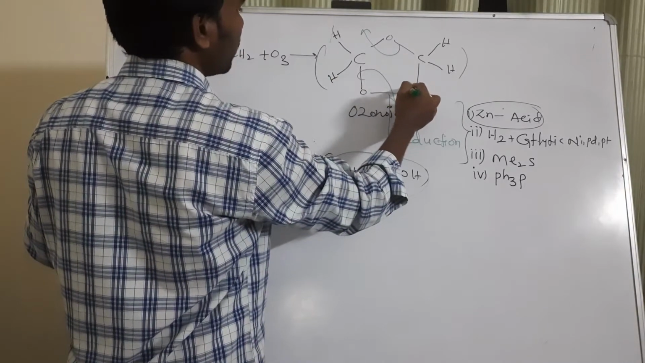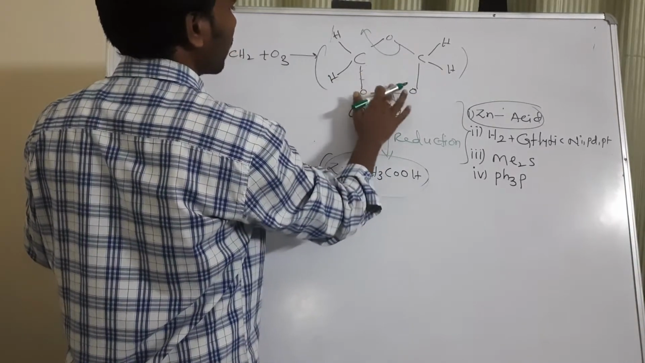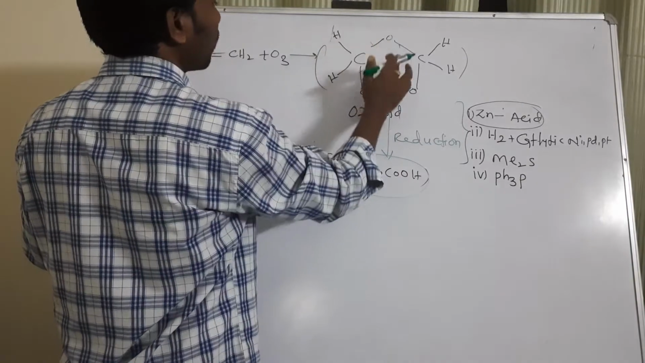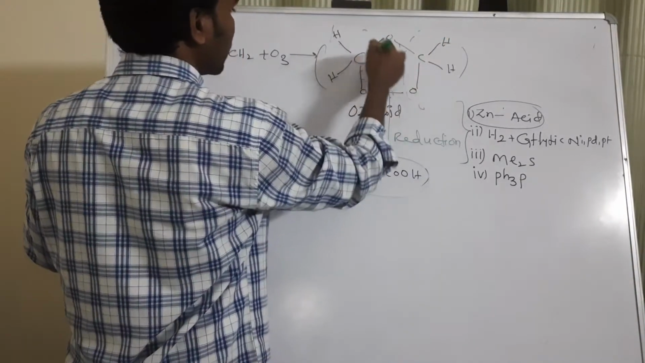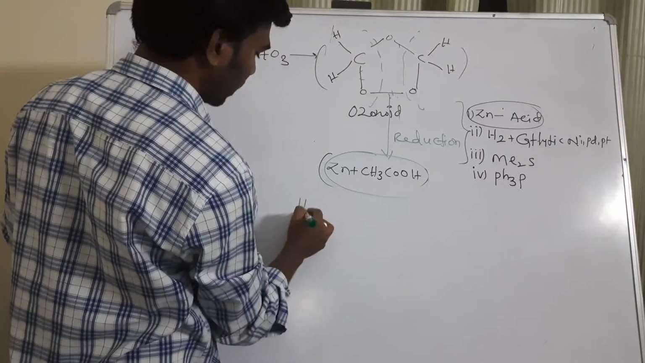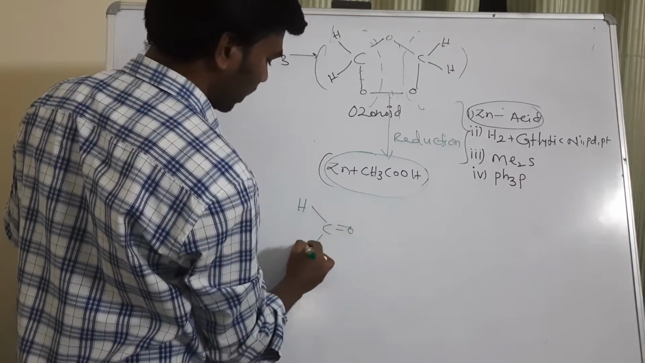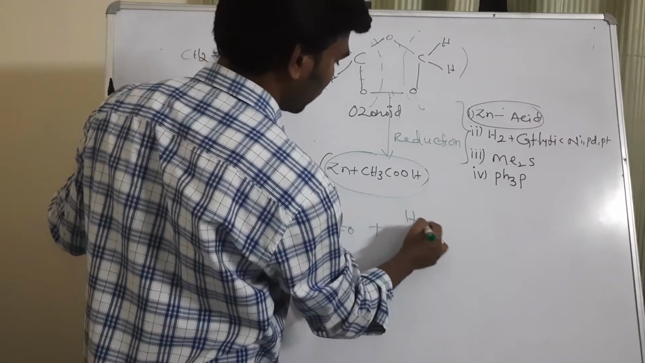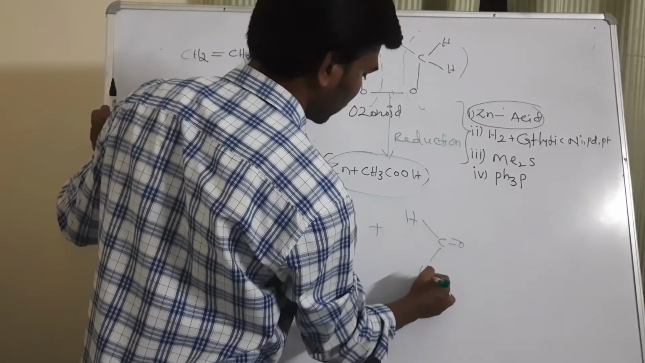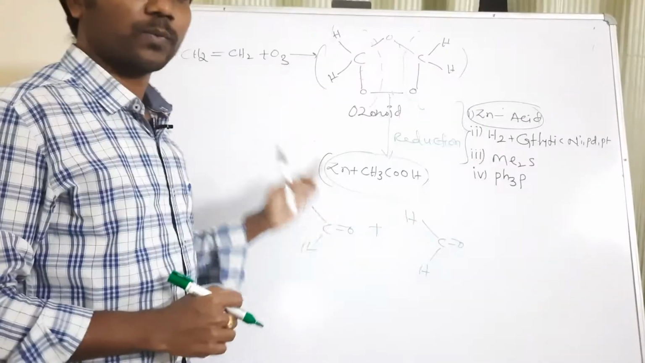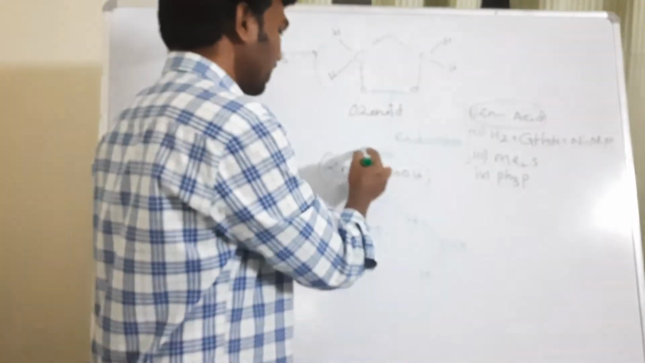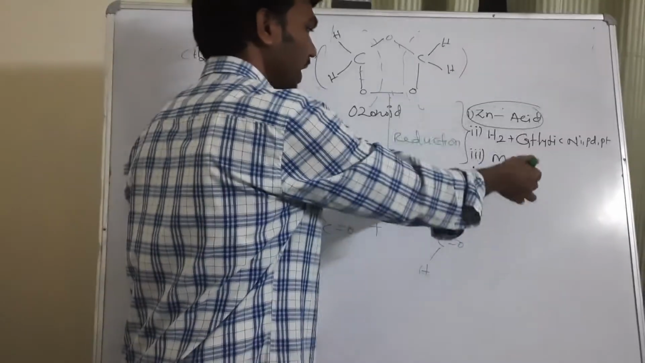Okay. So then you have to write the product like this. Here you break like this. So this CH3 will give HC double bond OH plus another HC double bond OH. So this is the mechanism. Without the mechanism also we can write the product very easily. In this, instead of Zn/CH3COOH you can use any one of them.